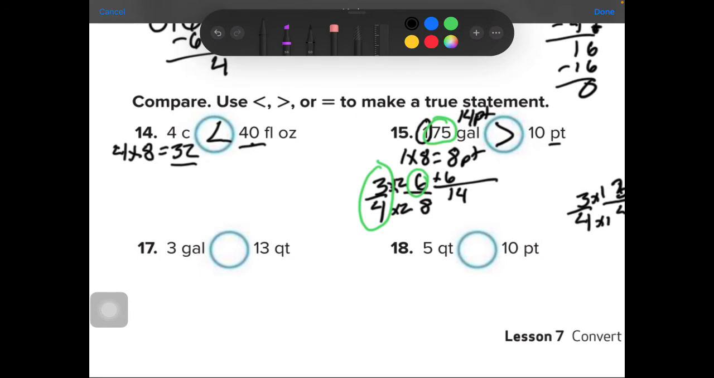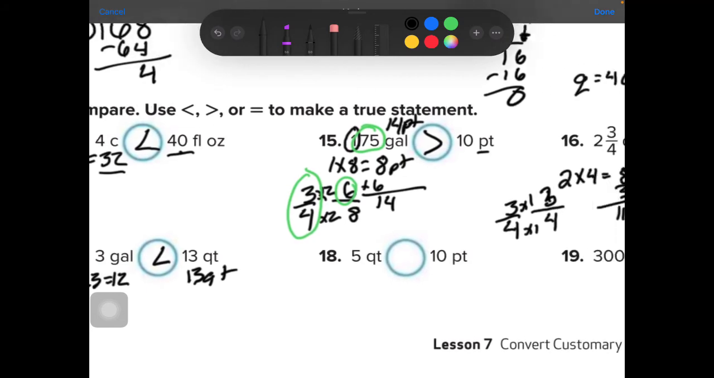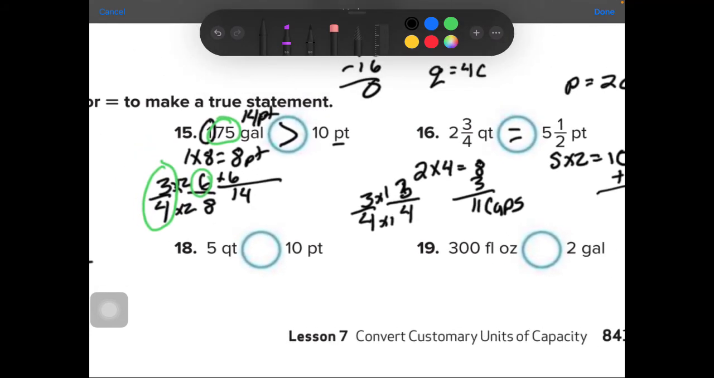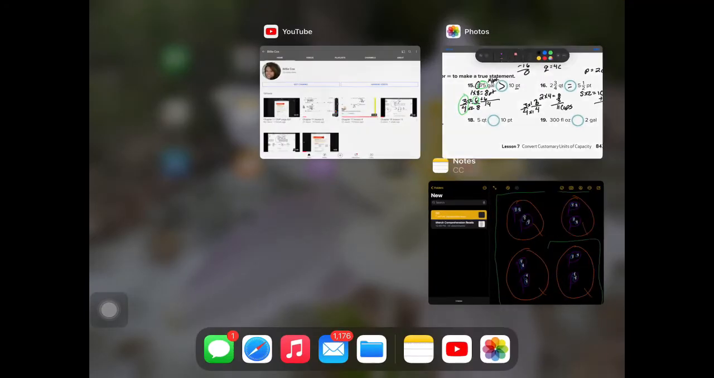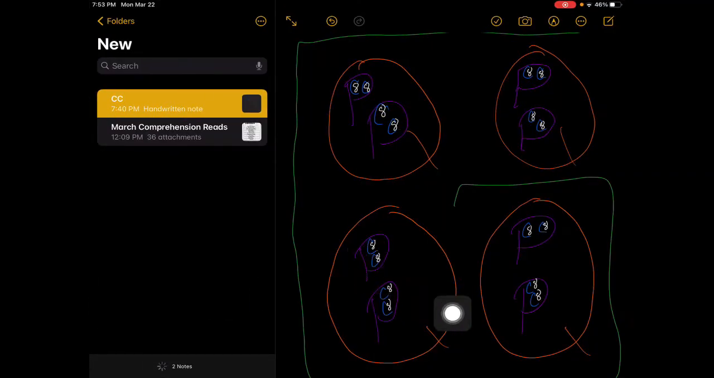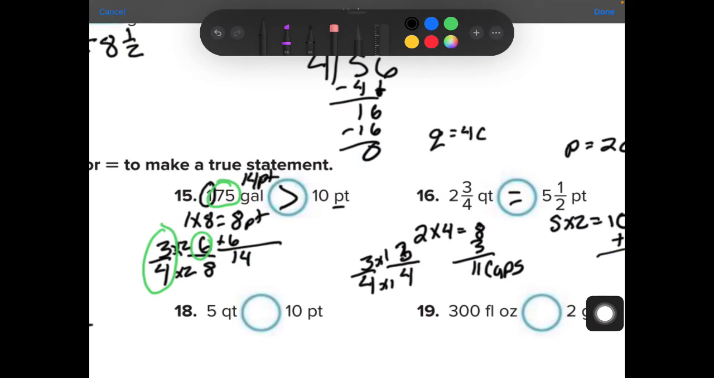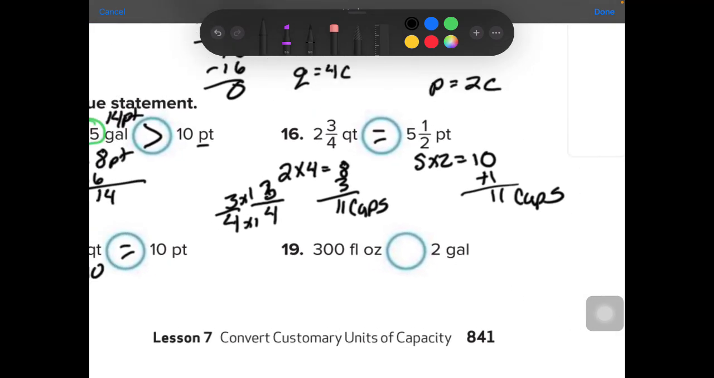Okay, number 17, we have 3 gallons versus 13 quarts. I know there are 4 quarts in a gallon, so 4 times 3 equals 12 quarts versus 13 quarts. Well, obviously 13 is more, just by a little bit though. Okay, quarts and pints. Looking at our poster, we can see that every quart has 2 pints. So quarts, we have 5 times 2 equals 10. 10 pints versus 10 pints. Hey, they are equal.